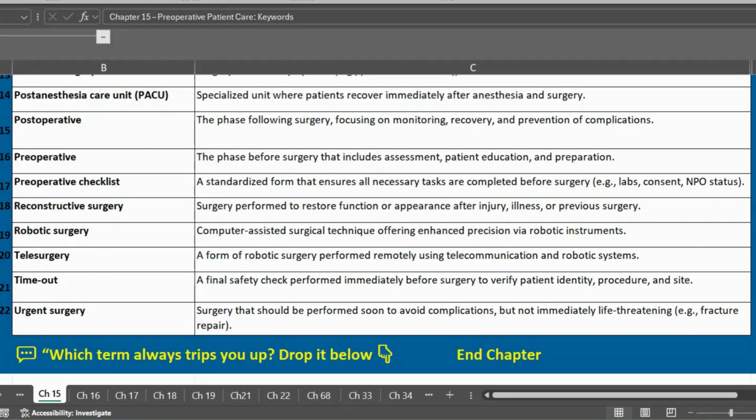Urgent surgery. It's a surgery that should be performed soon to avoid complications but is not immediately life-threatening. For instance, fracture repair. Surgery is needed soon but not immediately life-saving. For instance, an open fracture requiring repair within 24 hours. And this is the last key term of this chapter.